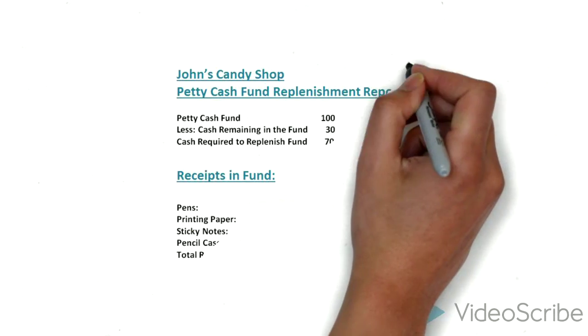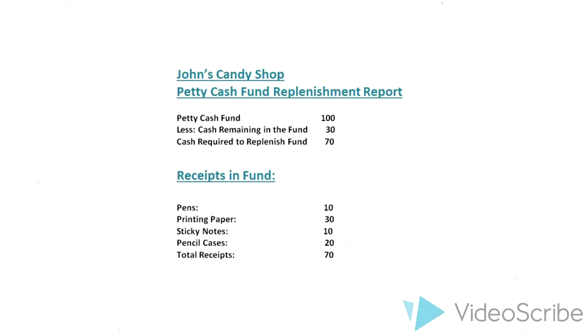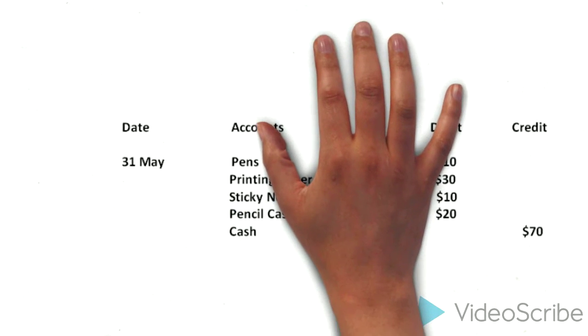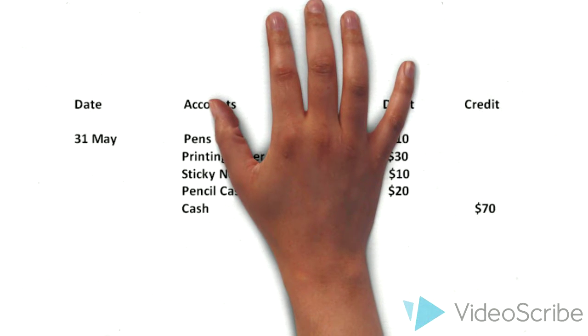To illustrate this, we create what is known as a petty cash fund replenishment report, in this case, John's Candy Shop. As you can see, petty cash fund $100, there's cash remaining in the fund $30, cash required to replenish the fund $70. The receipts followed, including pens, printing paper, etc., which total $70. It is easy to see that the cash required to replenish the fund agrees to the total receipt amount. A check is then written for $70 in order to replenish the fund, which is seen in this following journal entry.